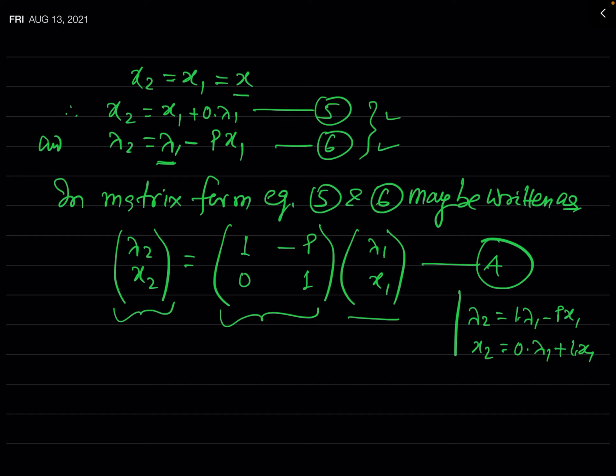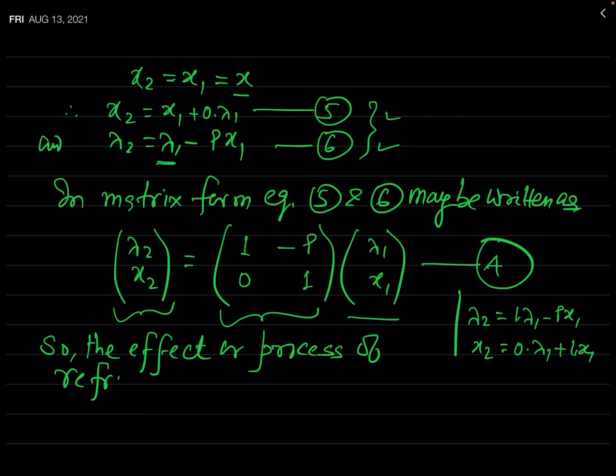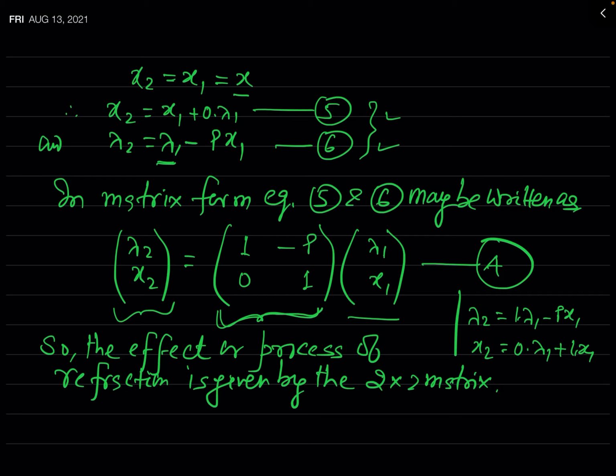So you can say the effect or process of refraction is given by the 2 by 2 matrix. And what is that 2 by 2 matrix? You can recognize it here.